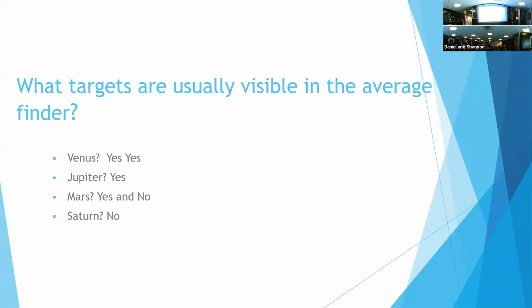Now, what about Saturn? No, Saturn's not visible in the finder scope during the daylight. What about Mercury? No. Okay.